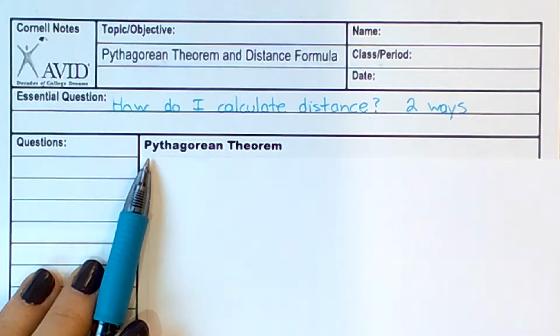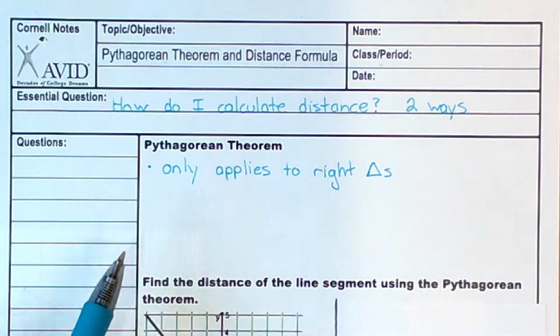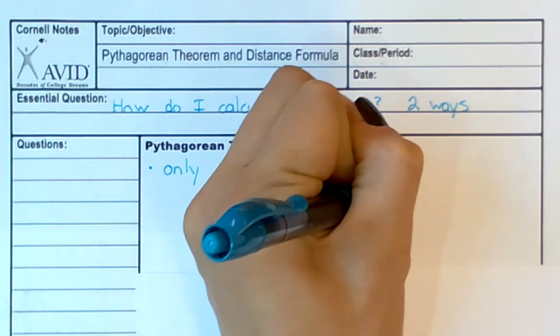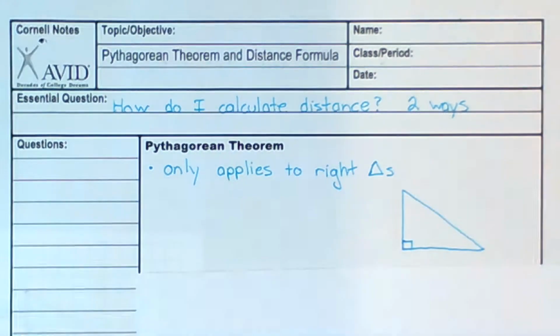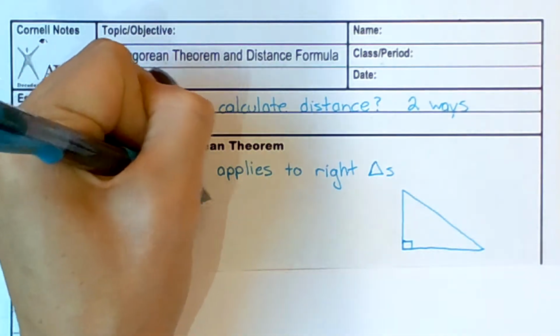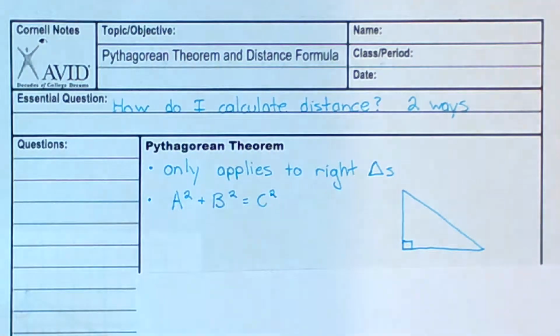You've already had even a homework assignment over it. And the important thing to note is that the Pythagorean theorem only applies to right triangles. So we can only use the Pythagorean theorem when we are using a right triangle. So remember, we have a right triangle. That means that we have a 90 degree angle in there. So the Pythagorean theorem is, maybe you'll remember it by the formula. It states that a squared plus b squared equals c squared.